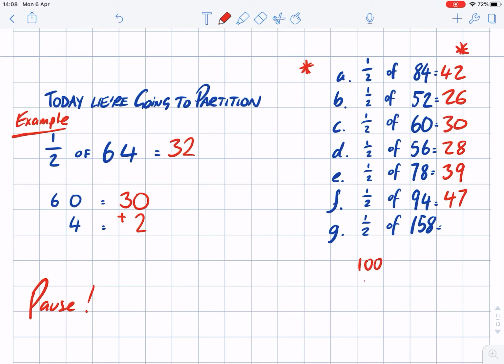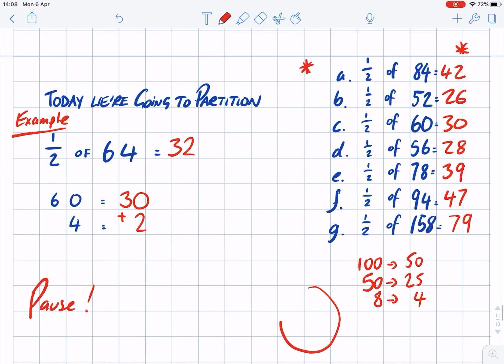This time I'm having to partition into hundreds, tens, and units. So if I halve all of those, I get those numbers there. And if I add those up, I get 79. Hopefully you got all those right. And like I said, well done for partitioning. And tomorrow we're going to do something a little bit trickier.